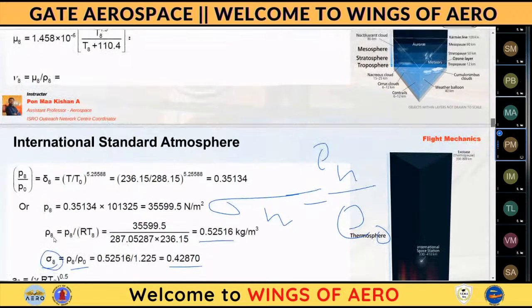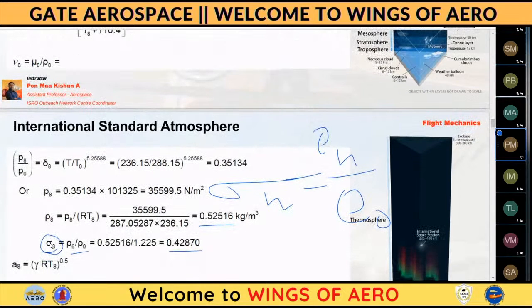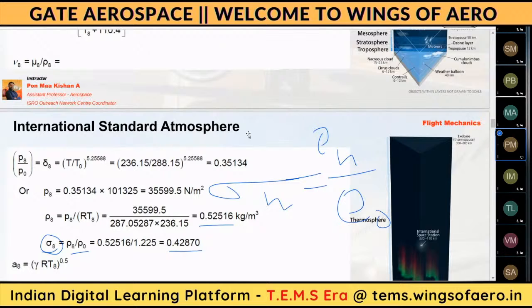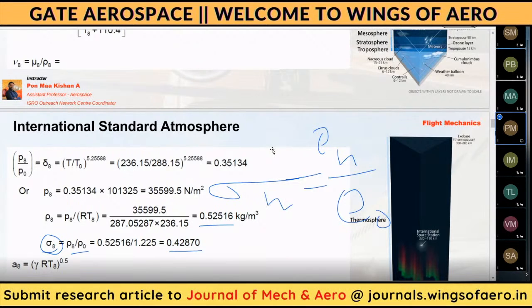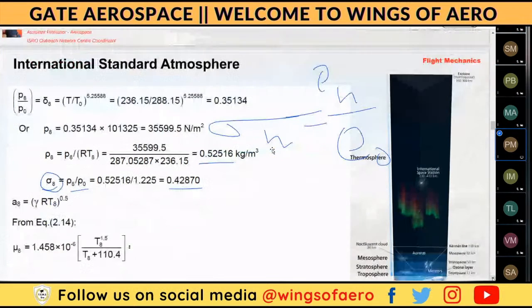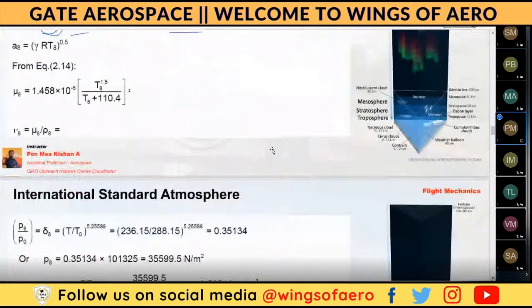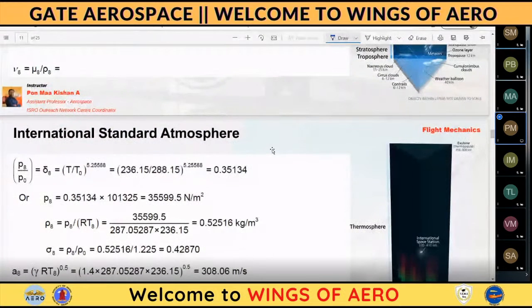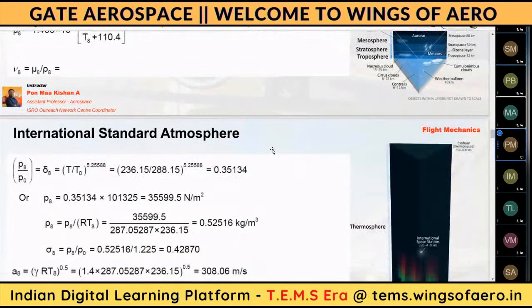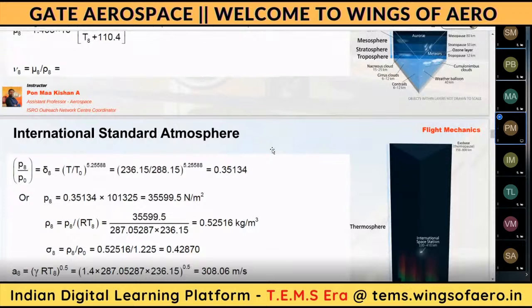Then calculate the speed of sound at 8-kilometer altitude. And they calculate the speed of sound value. Okay, 308 meter per second. Good.